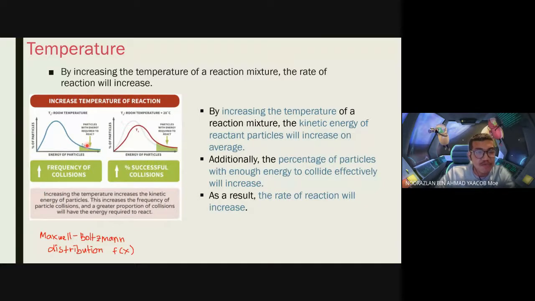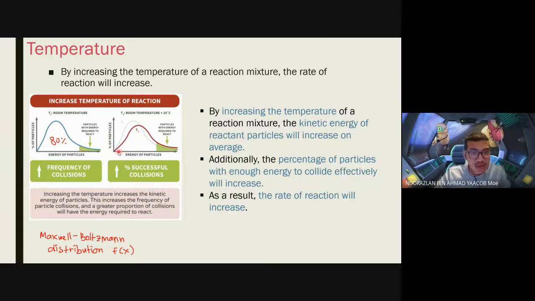Jadi pada room temperature, kalau ini adalah 80%, okay, so cuma 20% saja collision yang akan berlaku, yang akan membuahkan hasil, yang akan menyebabkan tindak balas berlaku.